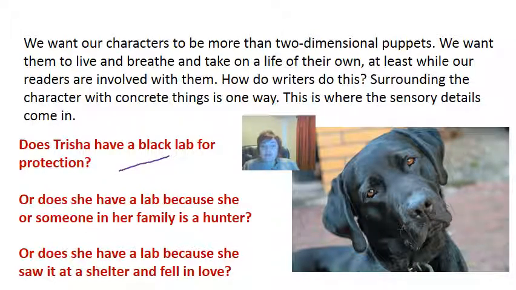Does Trisha have a black lab for protection? Is it a family hunting dog? Or does she have a lab because she saw it in a shelter? You can't just say that she has a dog. You must get to know your characters well enough so you know what he or she would do in any situation.